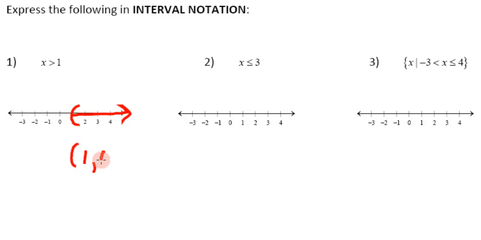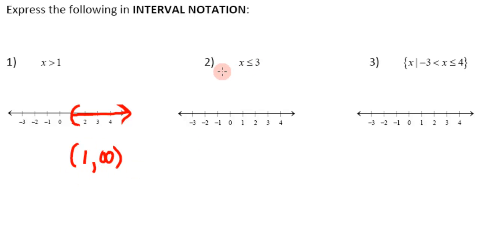It goes to infinity. And what we have here are two parentheses on either end because we're not equal to 1. So this shows not equal to 1. And this shows going to infinity and not equal to infinity. Remember, you can never be equal to infinity.